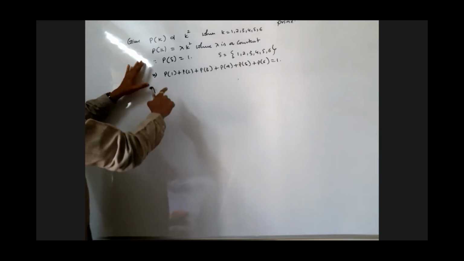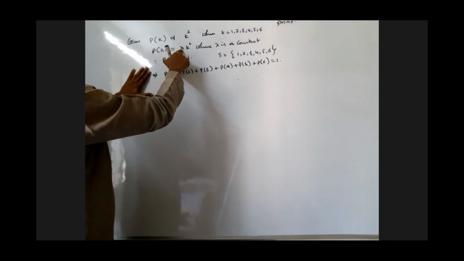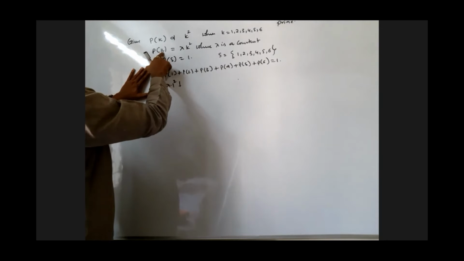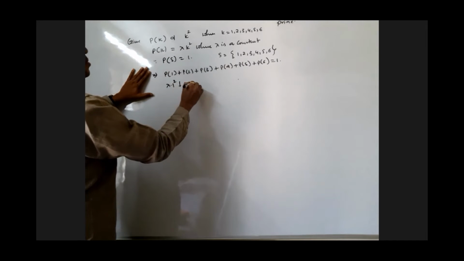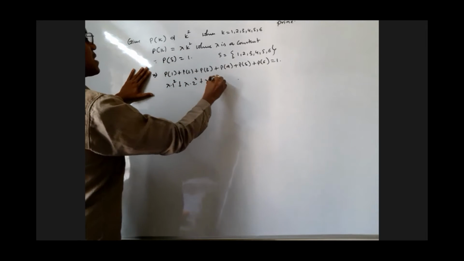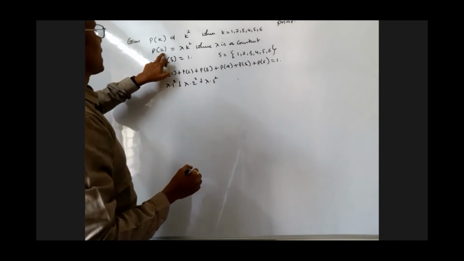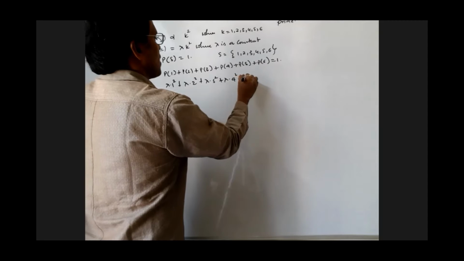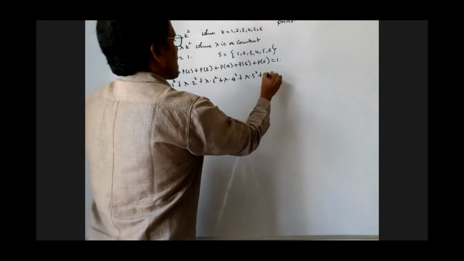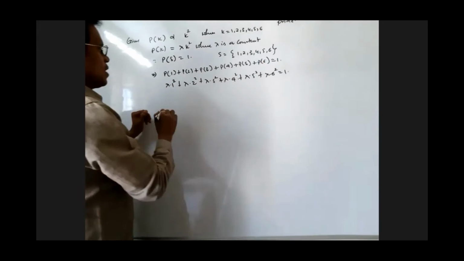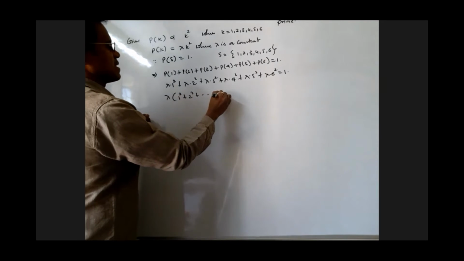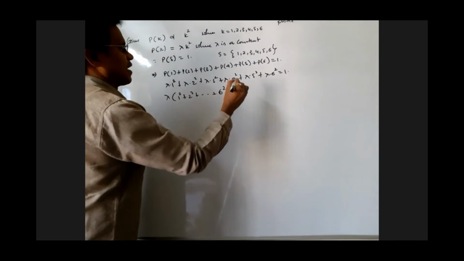Then what is the probability of 1 according to this? Lambda into 1 square. Probability of 2, k is equal to 2: lambda into 2 square, plus lambda into 3 square for probability of 3, where k is equal to 3, plus lambda into 4 square plus lambda into 5 square plus lambda into 6 square is equal to 1. Lambda is common, so lambda times (1 square plus 2 square plus and so on up to 6 square) is equal to 1.